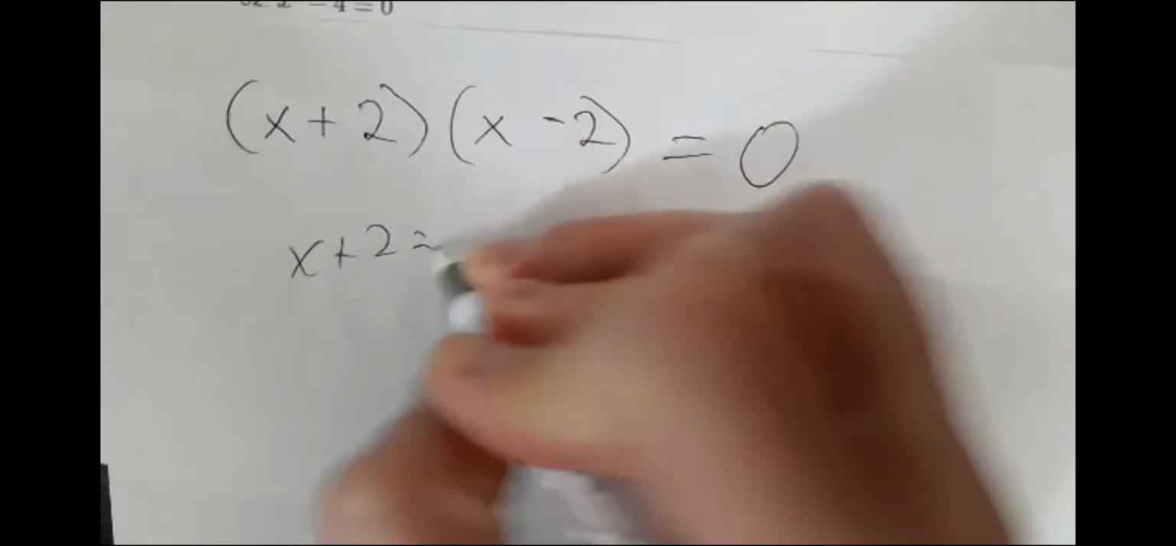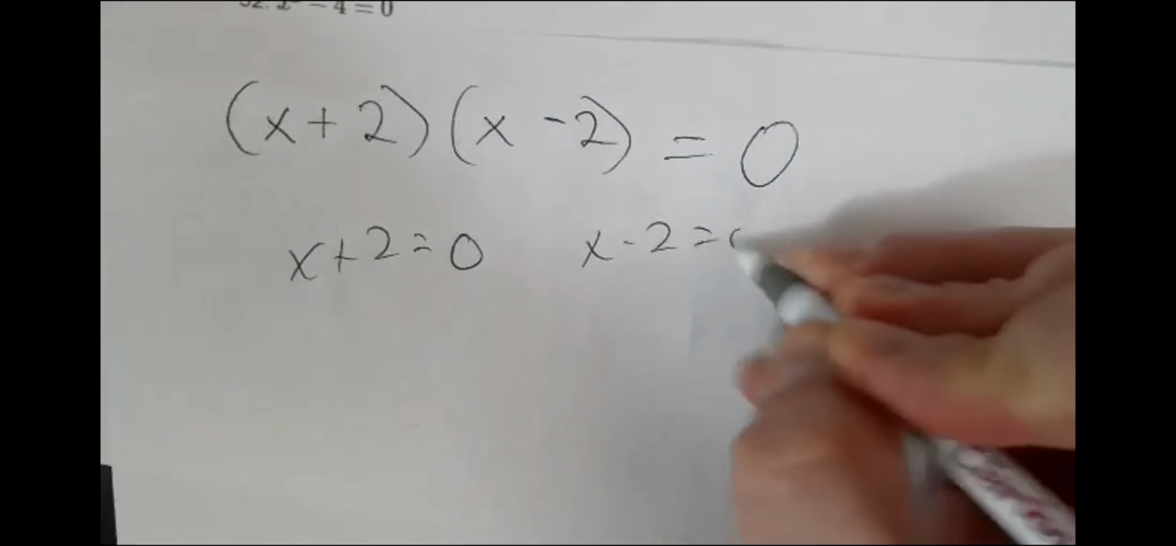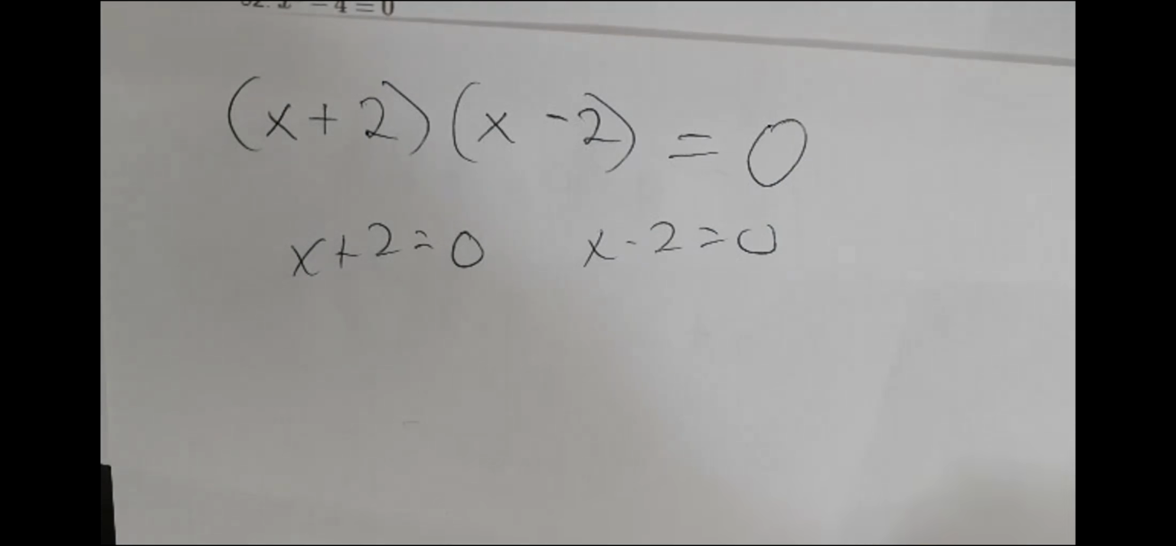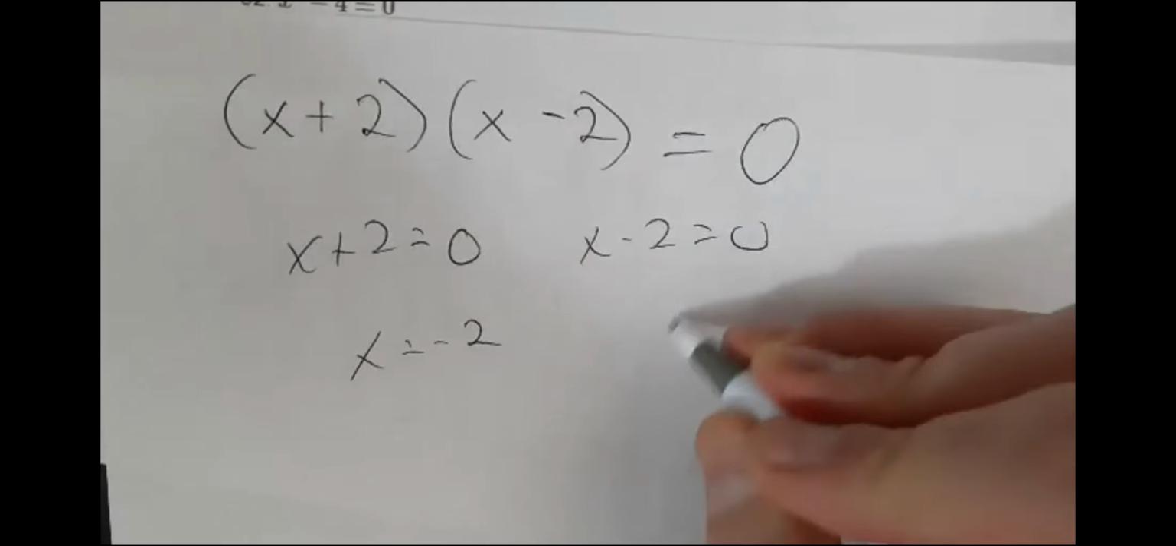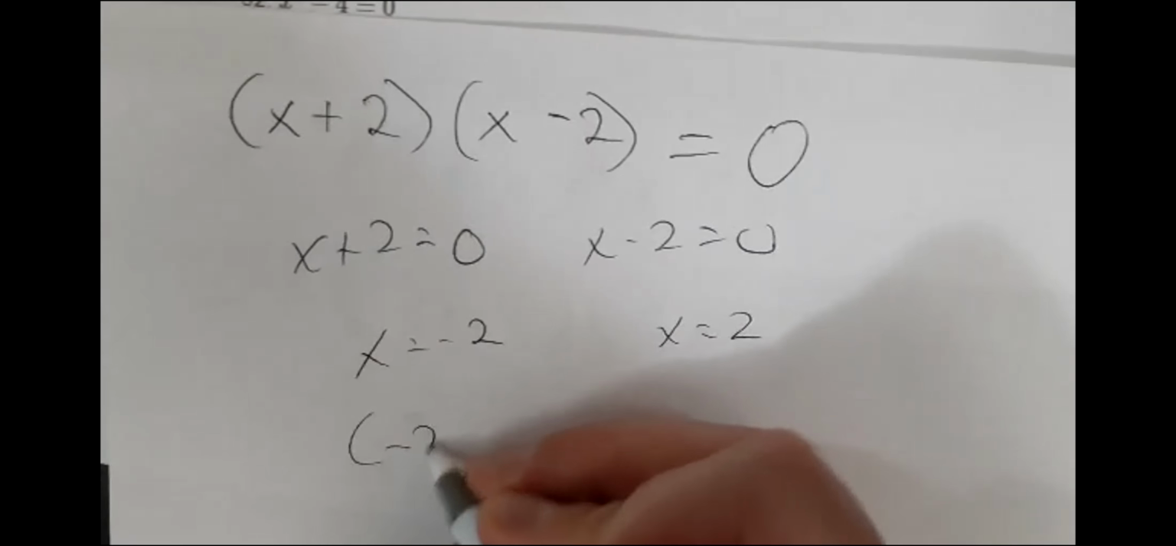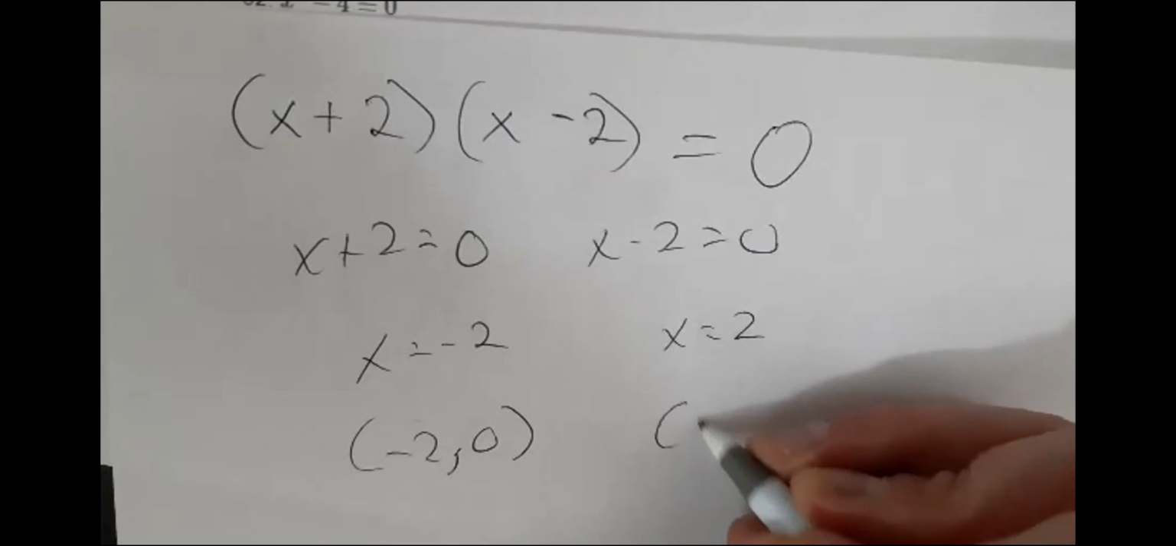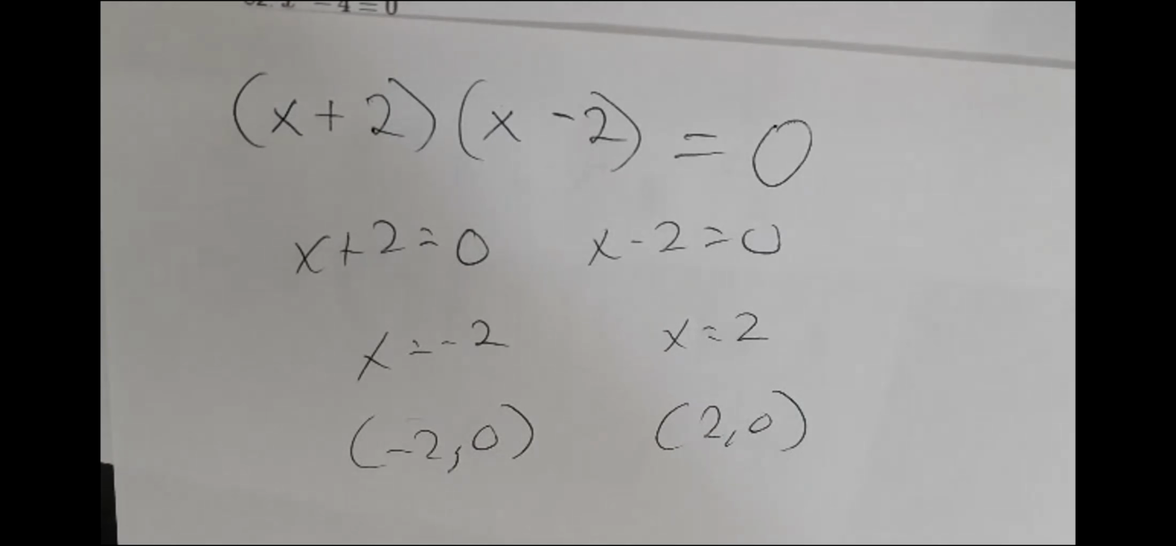x plus 2 is equal to 0, or x minus 2 is equal to 0. So this looks like x is minus 2 or x is 2. And so my two coordinates that I'm looking for are (-2, 0) and (2, 0). So that's one way we can think about it.